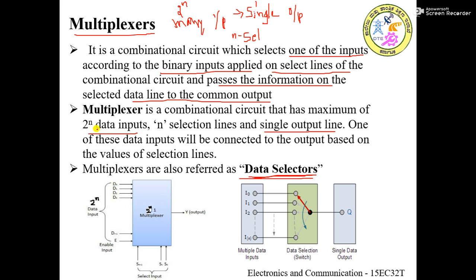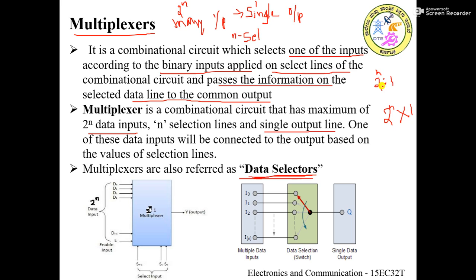Let's say if you put n equal to 1, 2 to the power of 1 is 2. So it can be 2 is to 1. When writing it, you can write 2 is to 1, or 2 to the power of n is to 1. This is the symbolic notation. Or sometimes some people write 2 to the power of n cross 1.